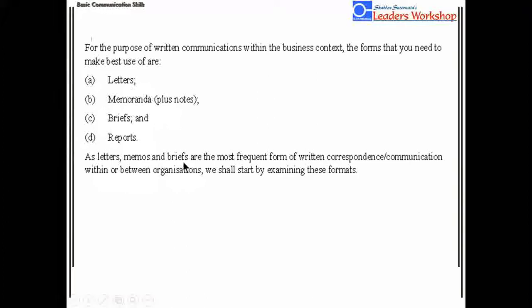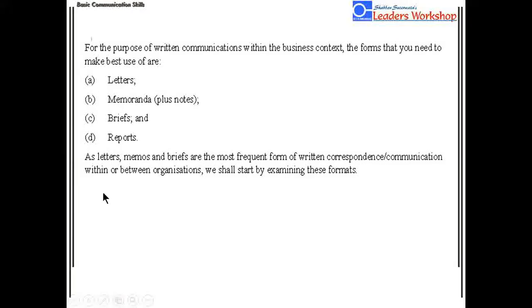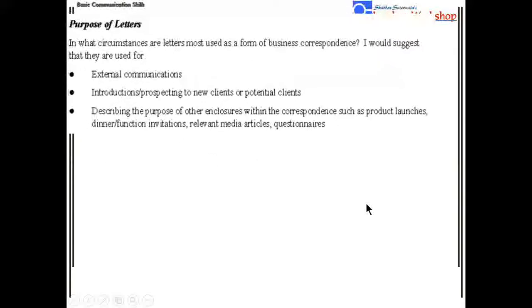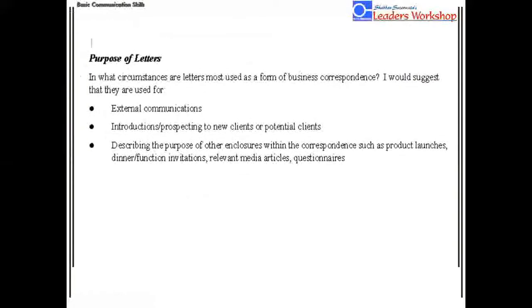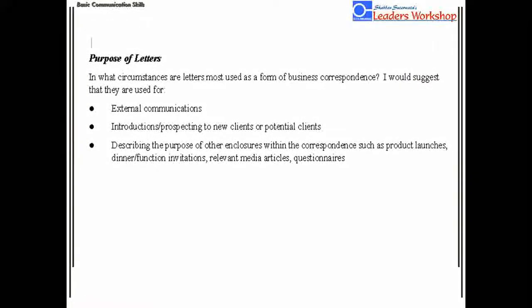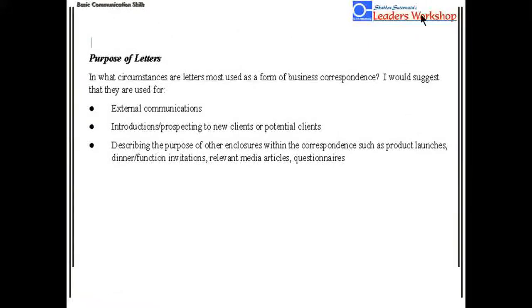As letters, memos, and briefs are the most frequent form of written correspondence within or between organizations, we shall start by examining these formats. Let's look at the purpose of the letter. In what circumstances are letters most used as a form of business correspondence? They're basically meant for external communication.